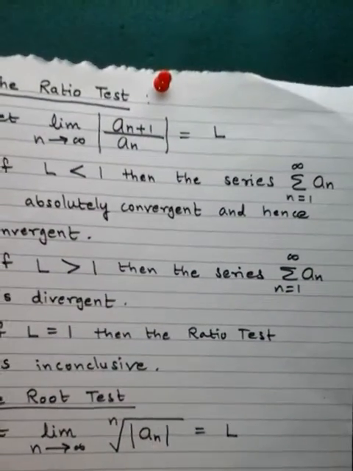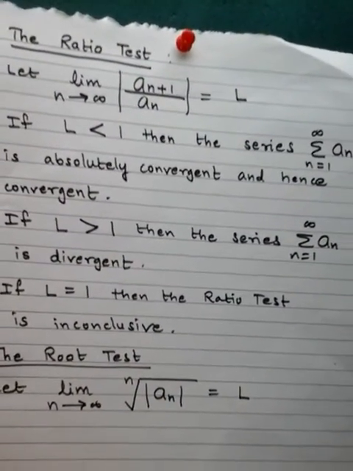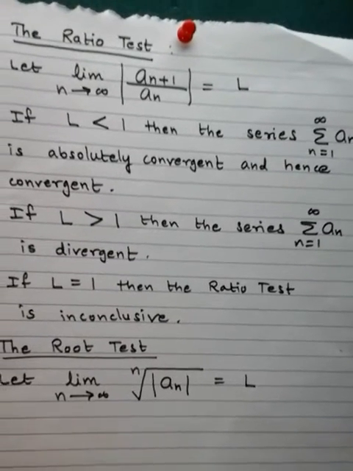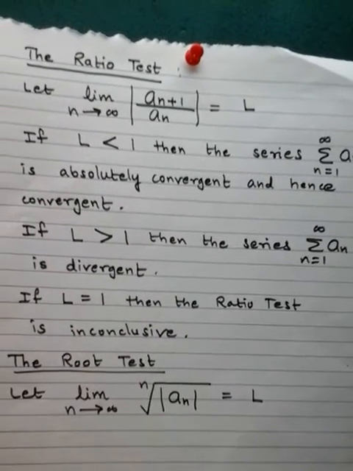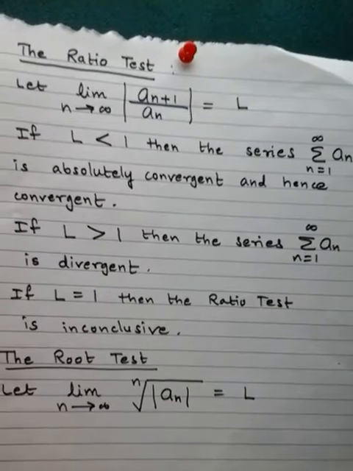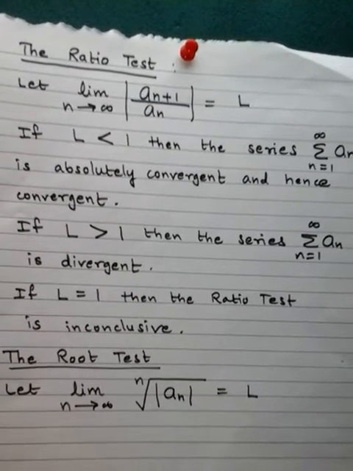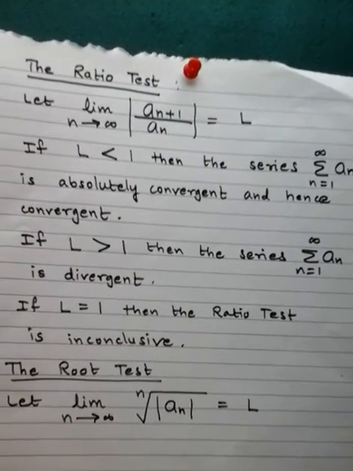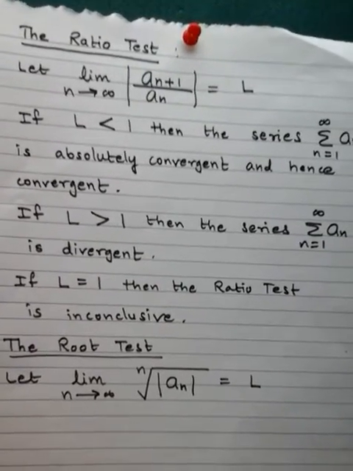If L is less than 1, then the series is absolutely convergent and hence convergent. If L is greater than 1, then the series is divergent, and if L is equal to 1, then the ratio test is inconclusive. So you cannot conclude anything.